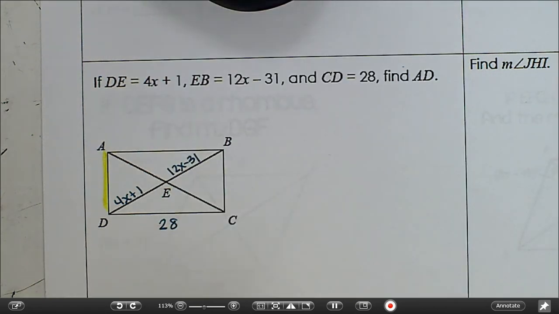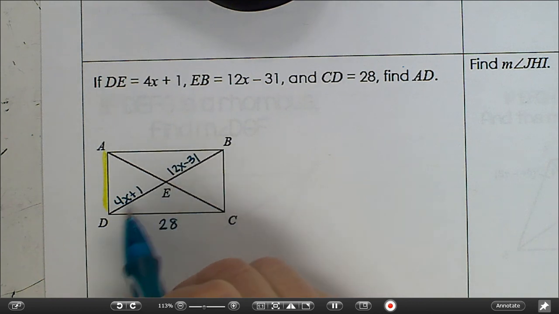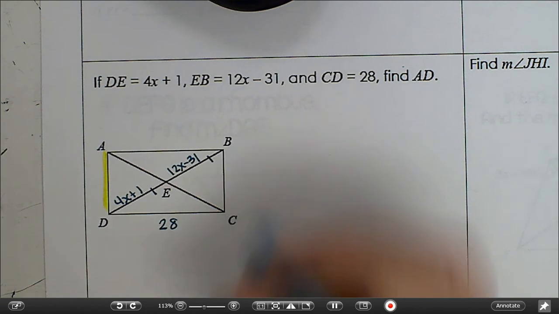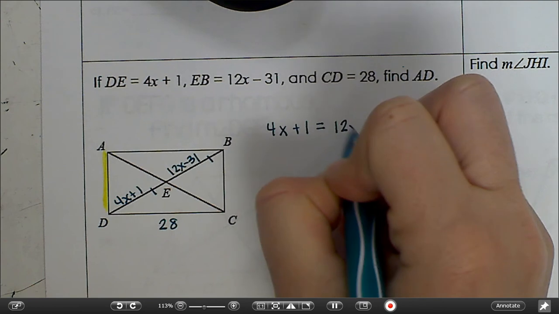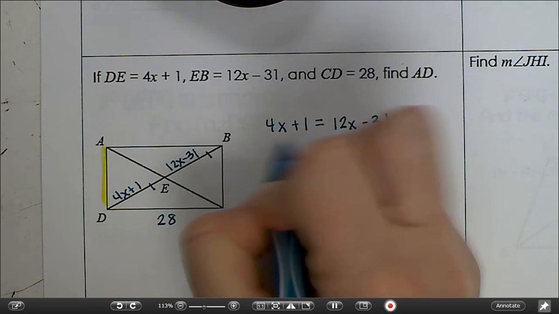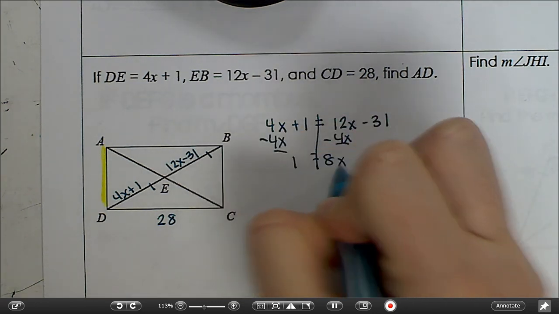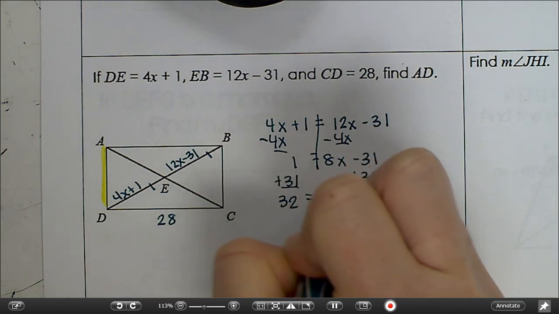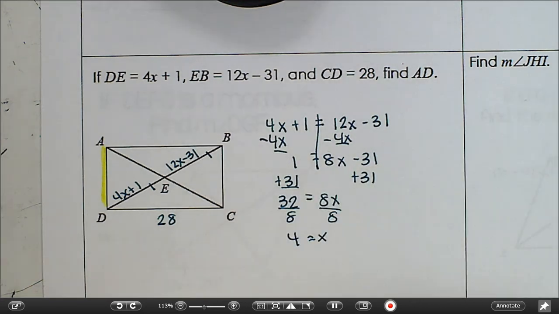So let's look at what we know first. In a parallelogram and a rectangle, diagonals bisect each other, which means cut in half. So these two pieces are congruent. 4x plus 1 equals 12x minus 31. So this will get us x. So let's solve. All right, so x equals 4.